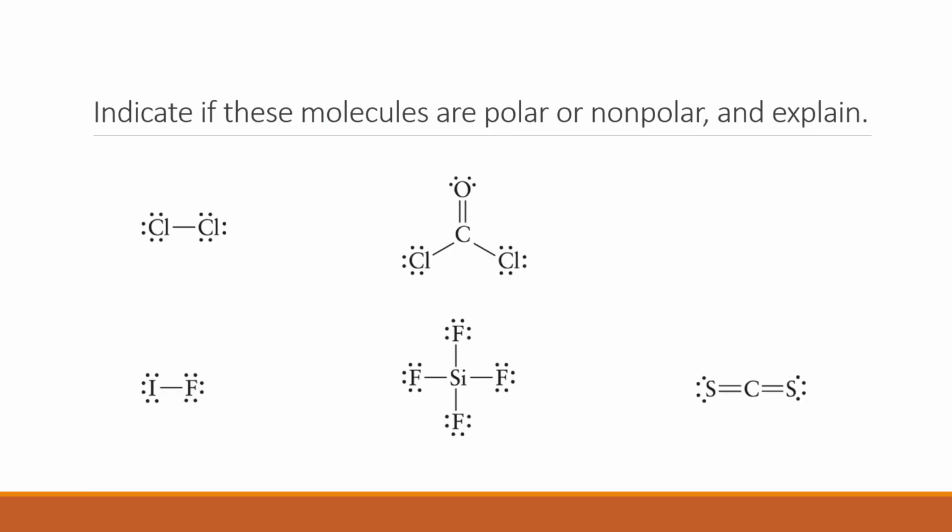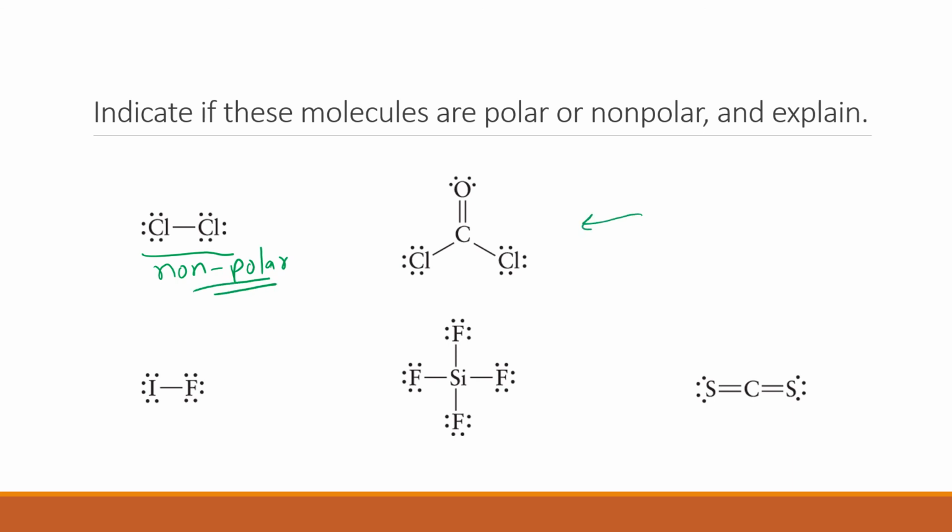Let's identify if these molecules are polar or non-polar. In example number one, it's a symmetrical molecule with the same electronegativity value. So this bond is non-polar and there's only one bond. So hence this molecule is non-polar.